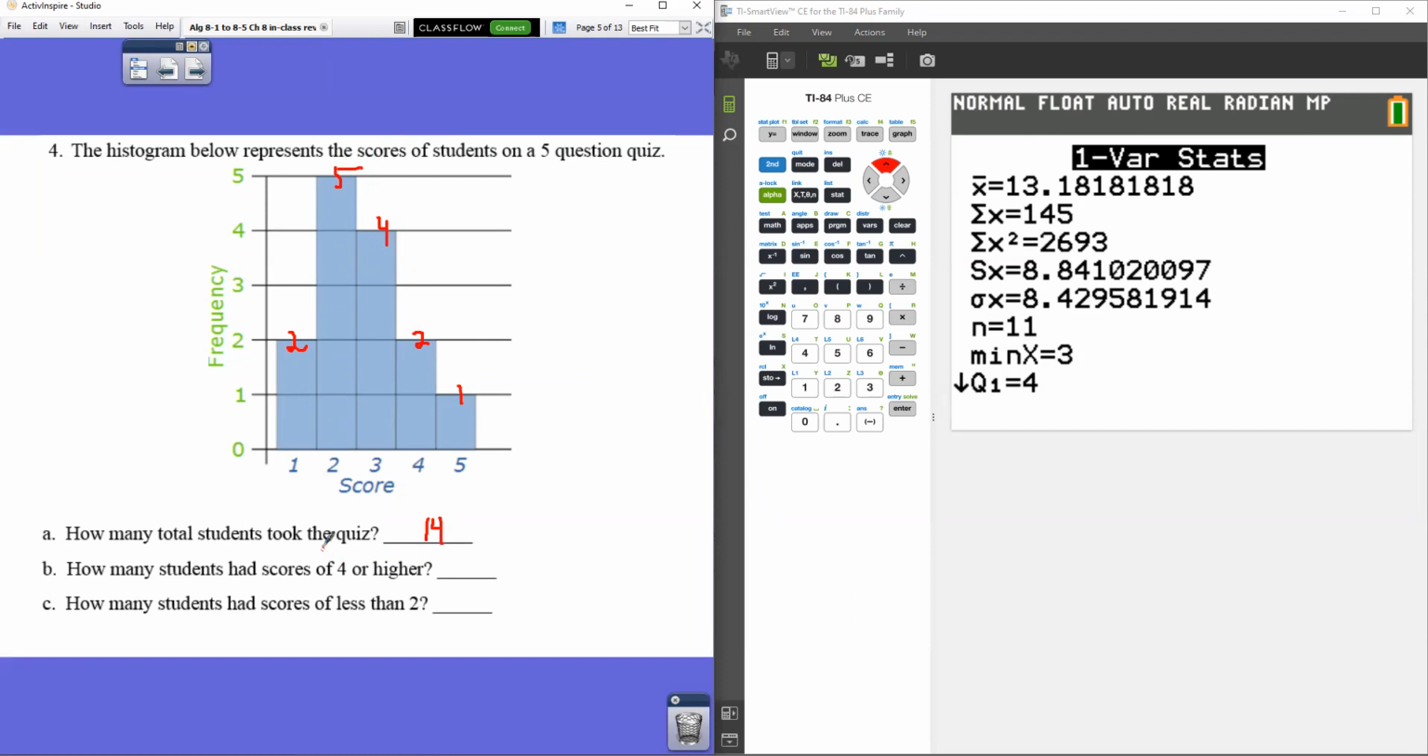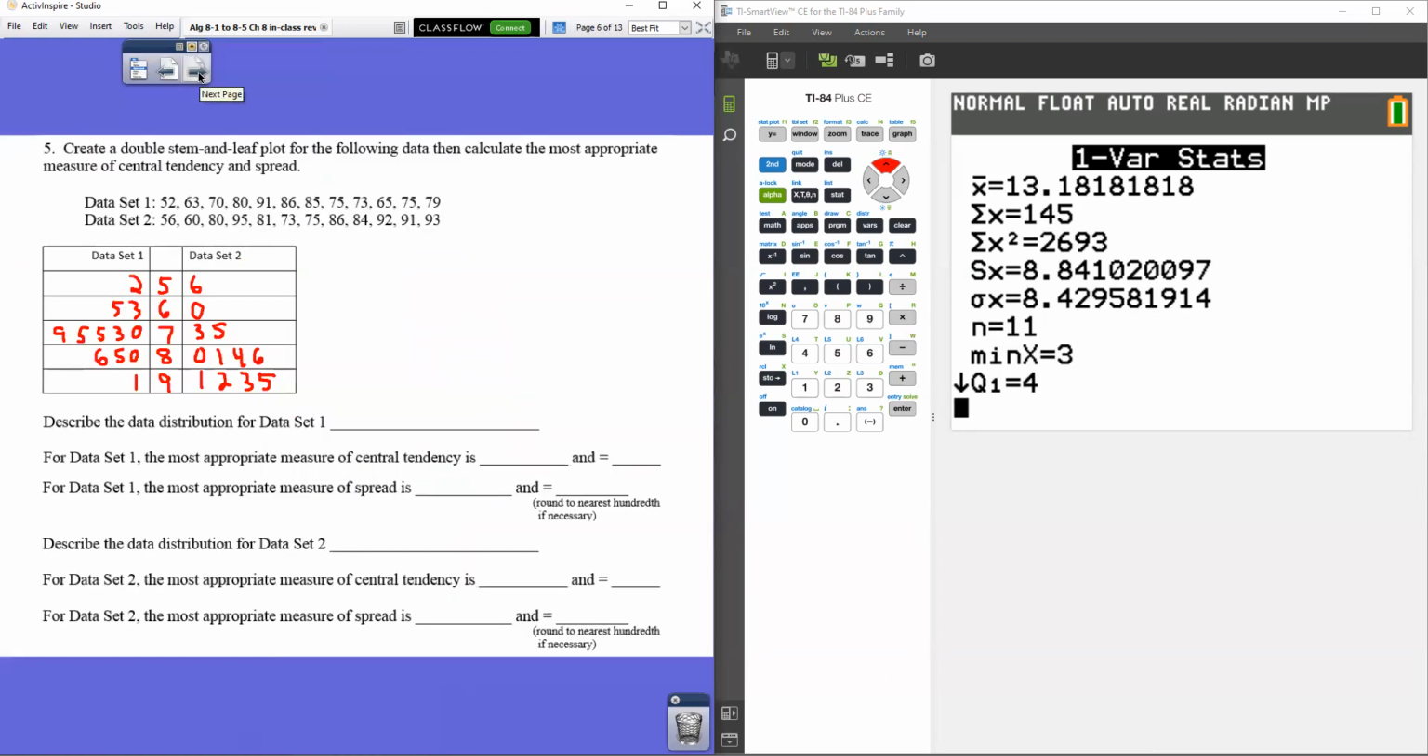How many had scores of 4 or higher? 4 or higher would be right here. There are 3 of them. How many students had scores of less than 2? Well, less than 2 would be a 1. So there are 2 students there.